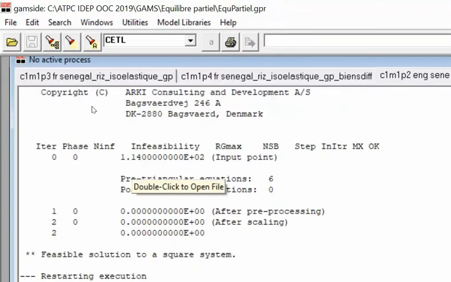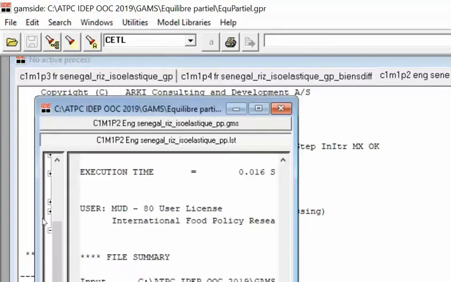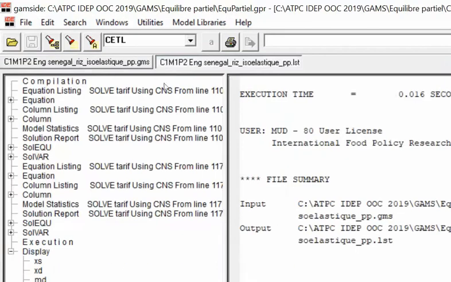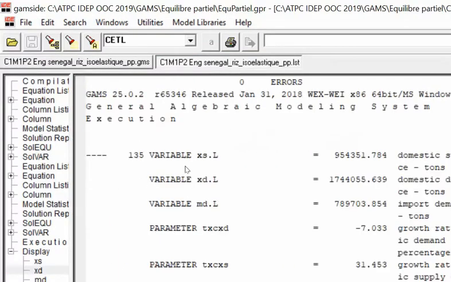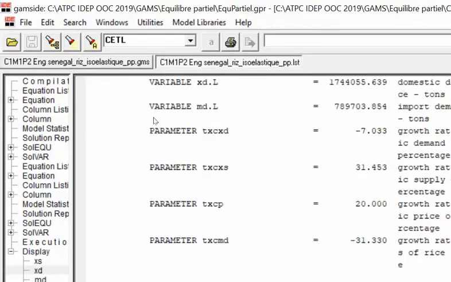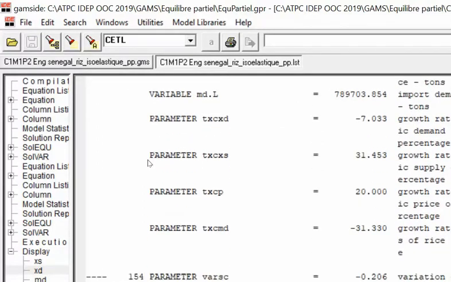For the second shock, the initial infeasibility is 114. So it's positive, it's normal because now the tariff has changed. In 2 iterations, the GAMS solver finds a solution. If you look at the solution, you've got here the impact of the tariff.